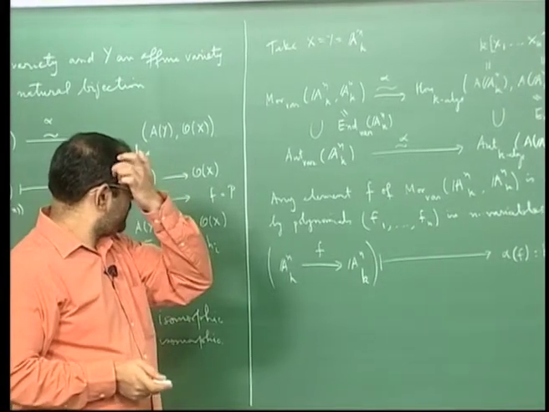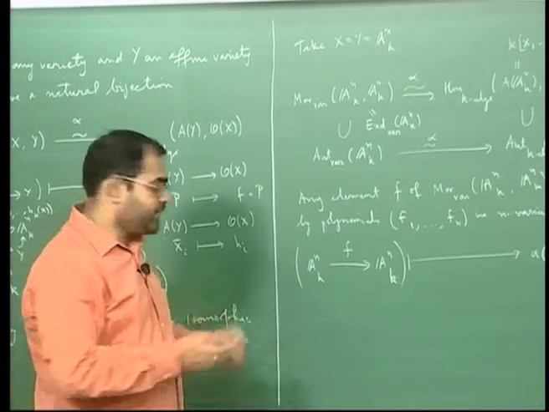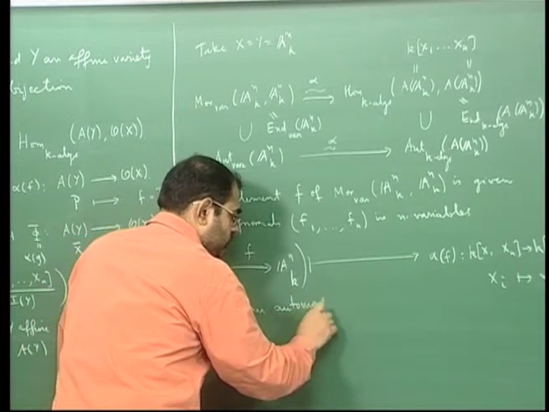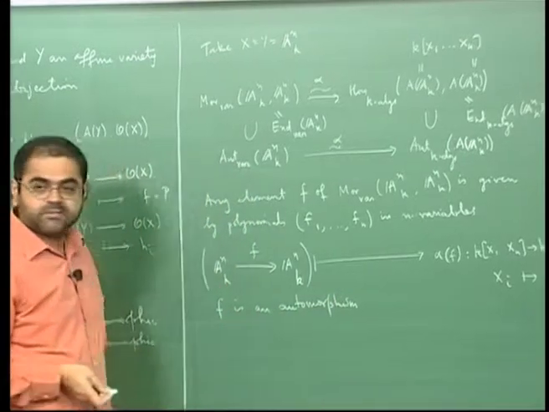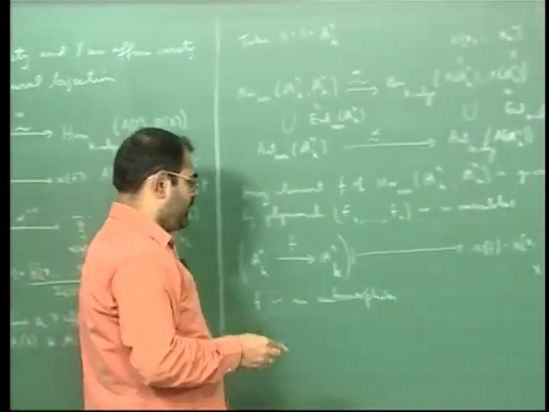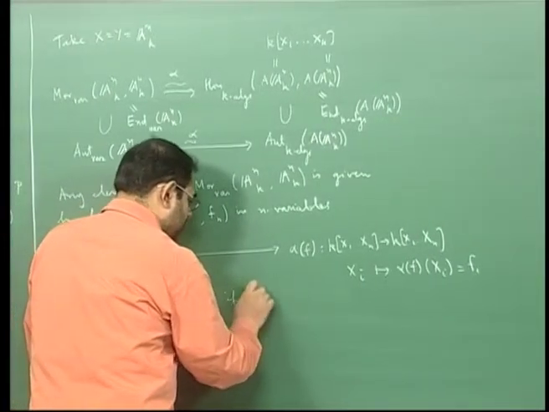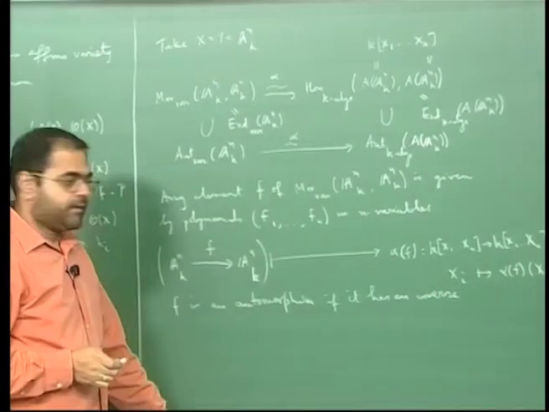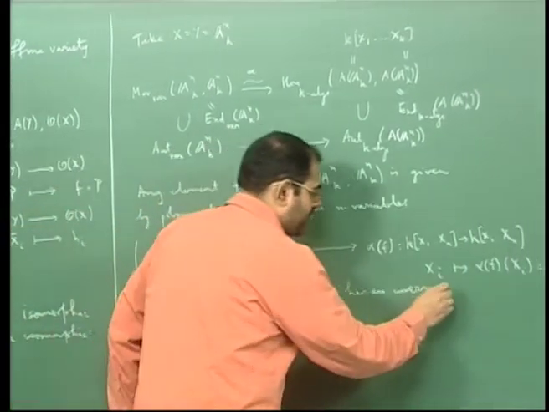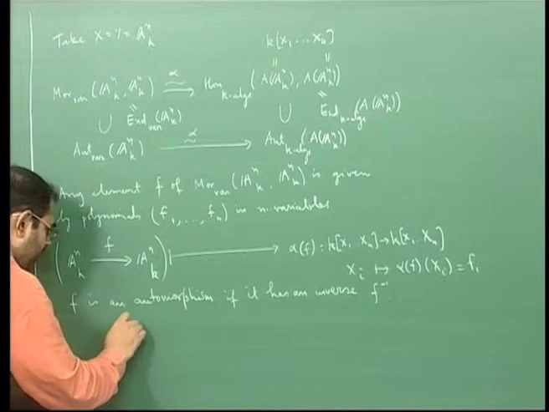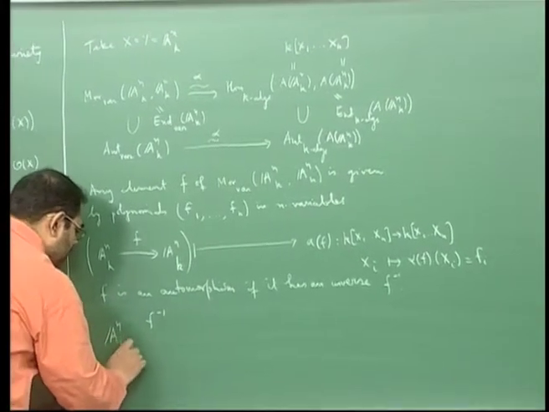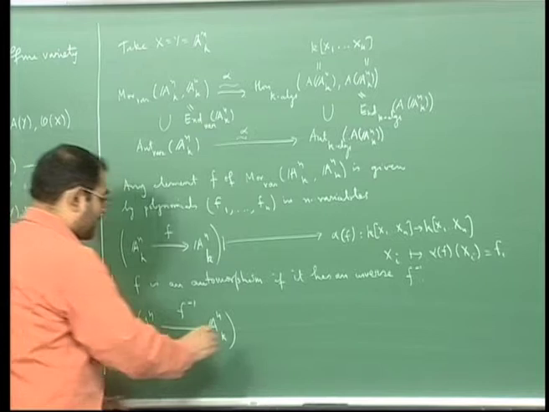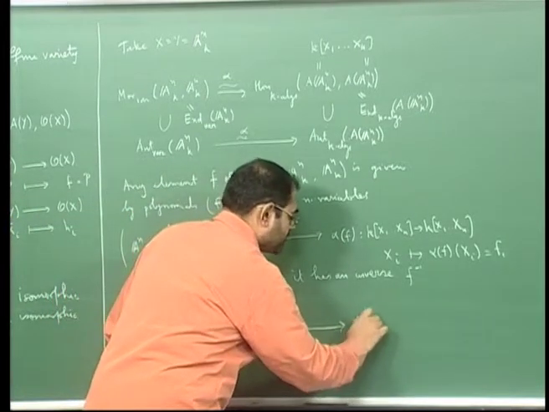And when is this morphism an isomorphism? When it has an inverse. F is an automorphism, that is it is an invertible morphism, namely an isomorphism, if it has an inverse, and so it has an inverse F inverse. So I will have an F inverse which again will go from An to An, and that will be mapped under alpha to alpha of F inverse.